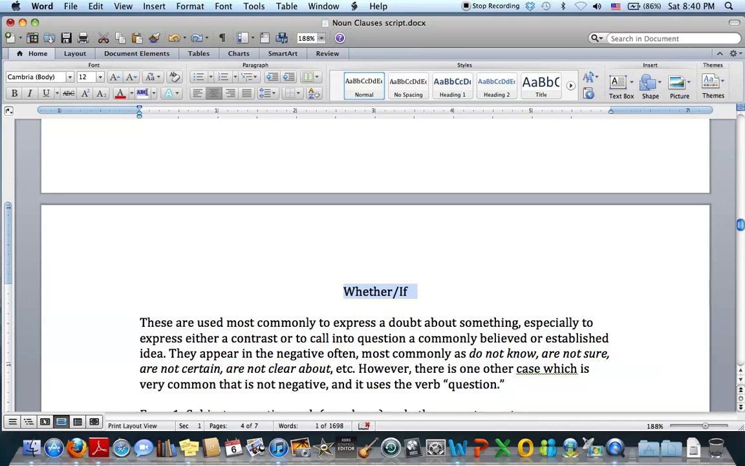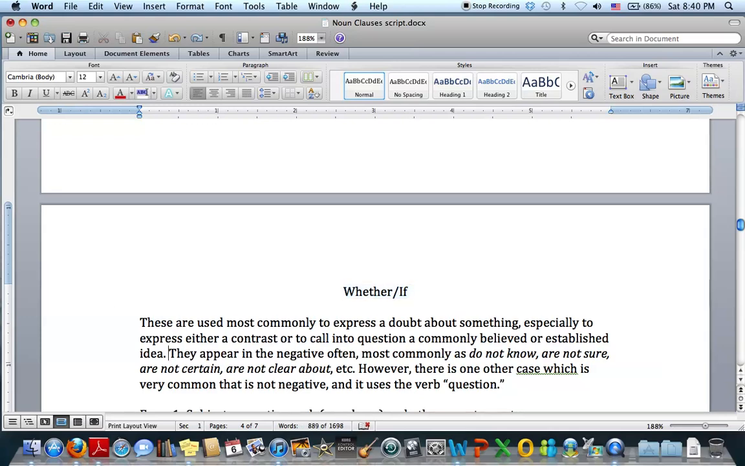It's really useful if we're trying to establish some sort of contrast or call into question some sort of commonly believed or established idea. So something everybody thinks is true, something everybody's already sure that, yeah, you know, this is absolutely the way it is. Well, we can use these types of noun clauses to question that.